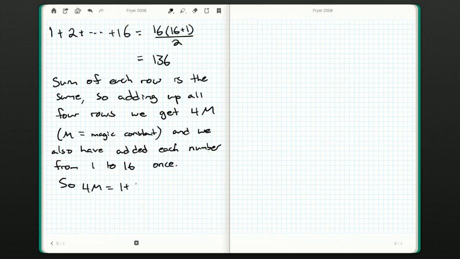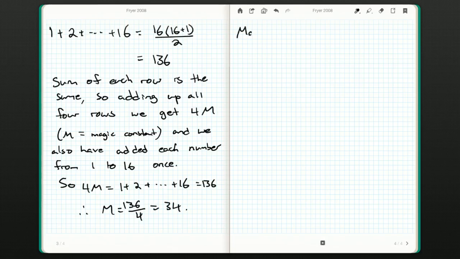So 4 times the magic constant, because we have 4 rows, is the same as adding up the numbers 1 to 16. It's exactly like the previous case. And we know what this is. It's 136. So m is 136 divided by 4, which we can work out is 34. So the magic constant, the sum of all the rows and the columns, is going to be 34.